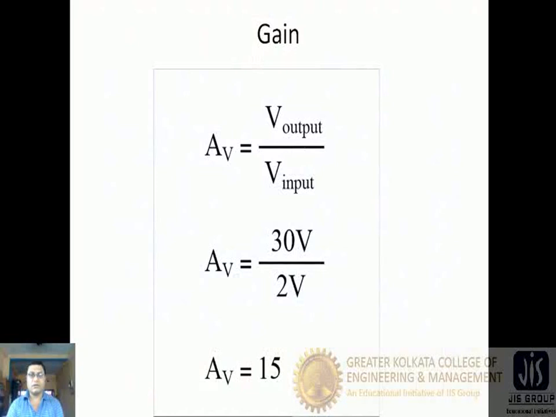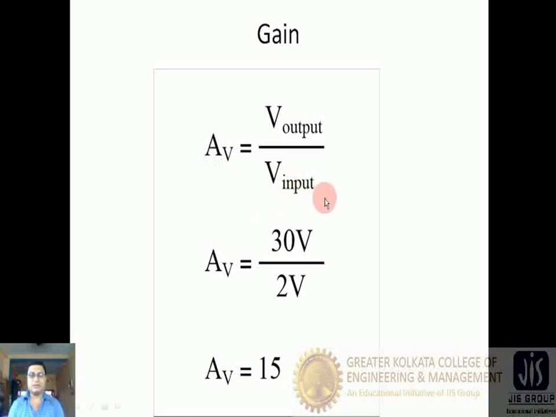So we are going into detail. First comes the gain. It is a parameter of an amplifier. That means we measure the gain of an amplifier. Gain is nothing but the ratio of output to input. So we can find gain as V output divided by V input for a voltage amplifier. It is the voltage gain of the amplifier, AV is the voltage gain. For current gain, it is I output by I input. For power gain, it is P output divided by P input.